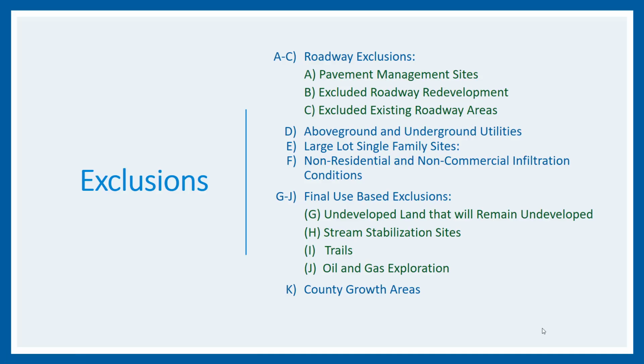Okay, here's a list of the exclusions. We're going to go through roadway exclusions. There's also an above and underground utility exclusion. There's an exclusion for large lot single family sites. There's an exclusion for non-residential and non-commercial infiltration conditions. There are what's called final use-based exclusions and then county growth areas.